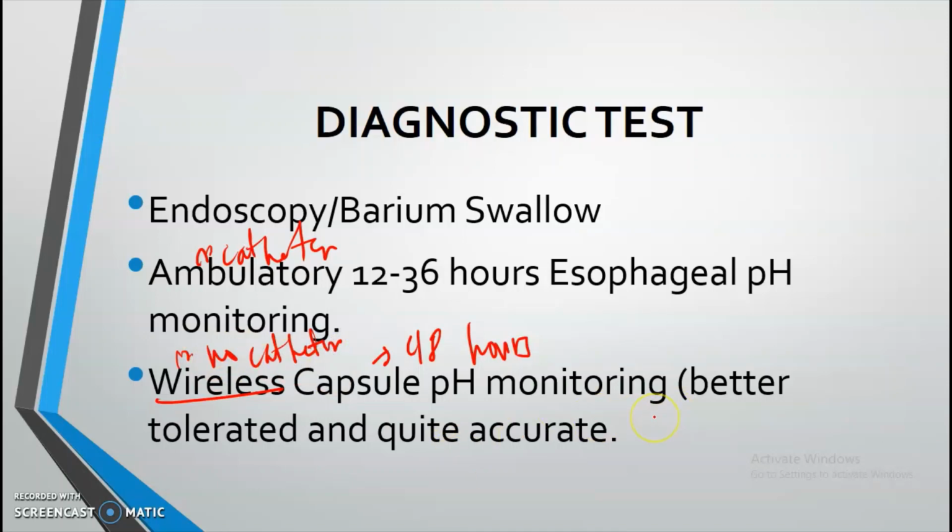Kaya nga sabi, mas convenient siya or tolerated by the patient compared to ambulatory 12 to 36 hours pH monitoring because this one has no catheter. So the wireless has no catheter, ambulatory has a catheter. So those are the three diagnostic tests. But whichever of the two pwedeng gamitin, whichever is available. So we can make use of the ambulatory or the wireless. So mas convenient ang wireless kesa dun sa ambulatory. So 48 hours ito, 12 to 36 hours naman po ang ating ambulatory. So wireless is 48, ambulatory is 12 to 36.